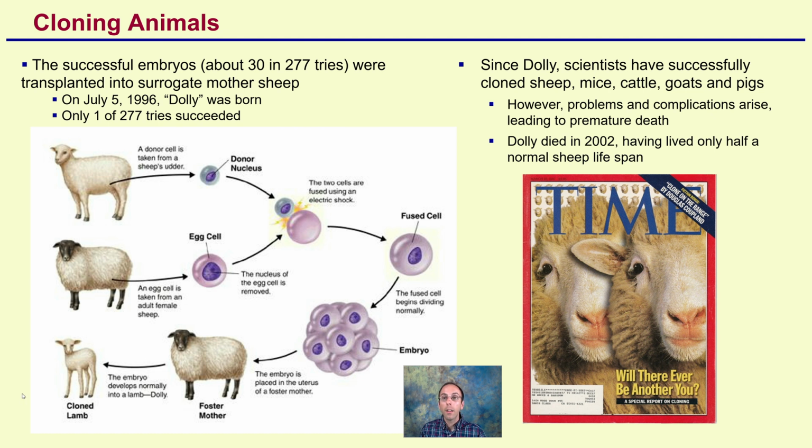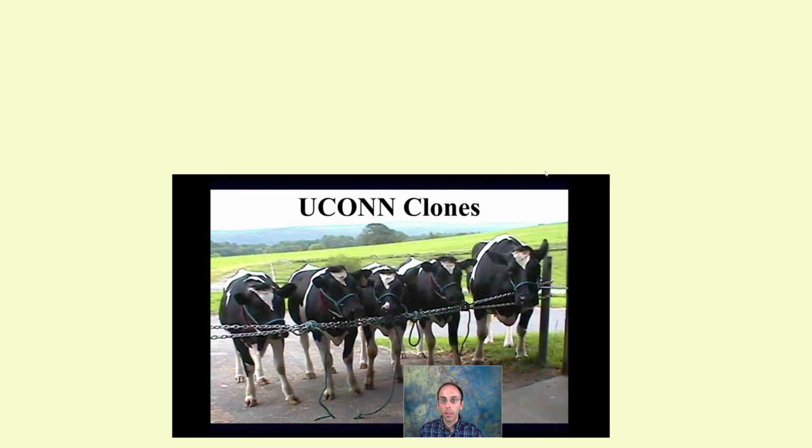Since Dolly, scientists have successfully cloned sheep, mice, cattle, goats, and pigs. However, problems and complications still arise, leading to premature death. Not really sure why that's the case, but Dolly died in 2002, having lived only half a normal sheep's life. So while the process does make sense, that we're just taking the nucleus from one and the egg cell from another, there's still a potential for shortened life expectancies.